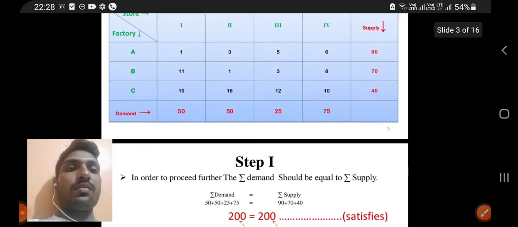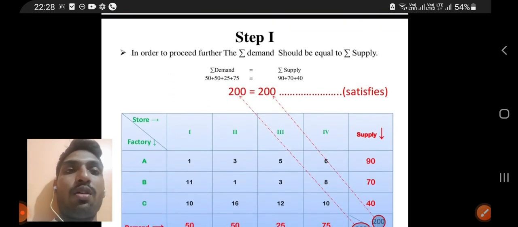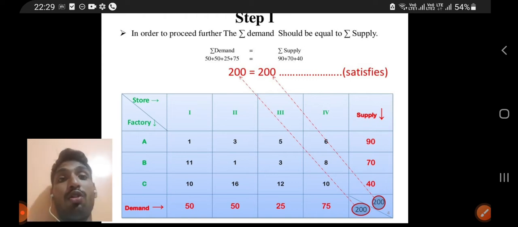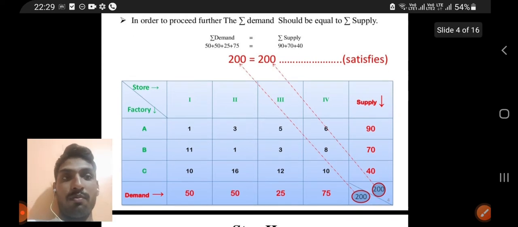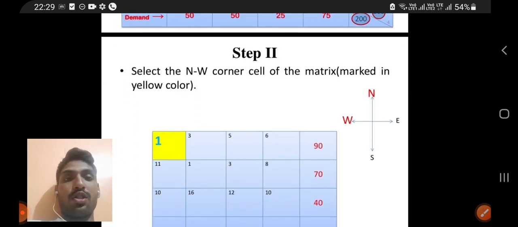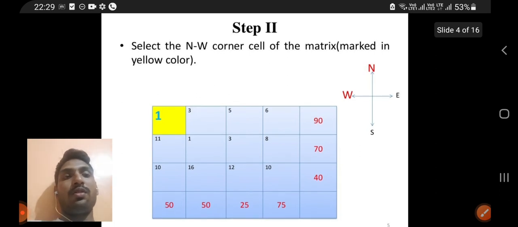Step one in solving by this method: in order to proceed further, the summation of demand should be equal to the summation of supply. First of all, we check that the summation of supply and the summation of demand are equal. Only then do we solve the problem. After that we go to step 2, selecting the northwest corner cell of the matrix, marked in yellow. The northwest means the corner between the north and the west side.